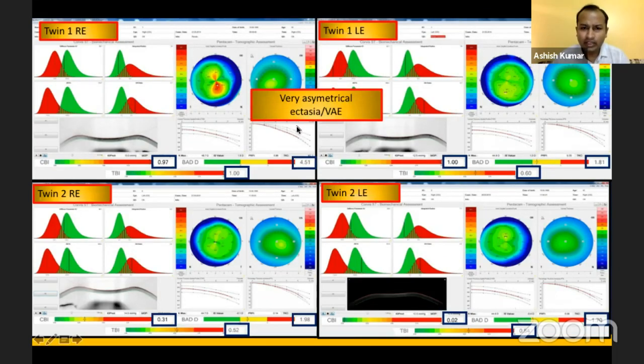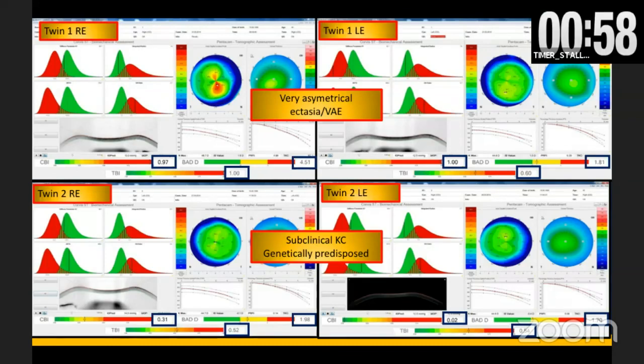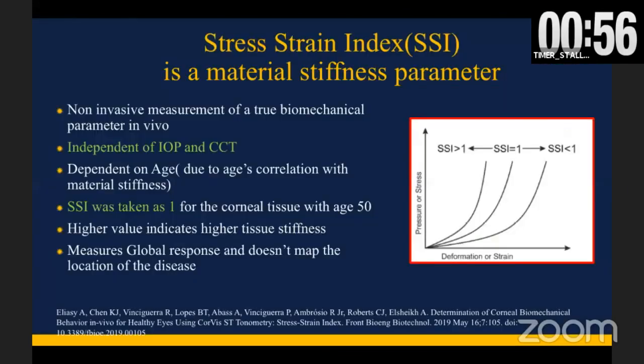So the first case you can classify again as very asymmetrical ectasia, and the second case, twin 2, can be classified as subclinical keratoconus, which is genetically predisposed to develop keratoconus, but probably it is missing a second hit, where the environmental factors are still not present.